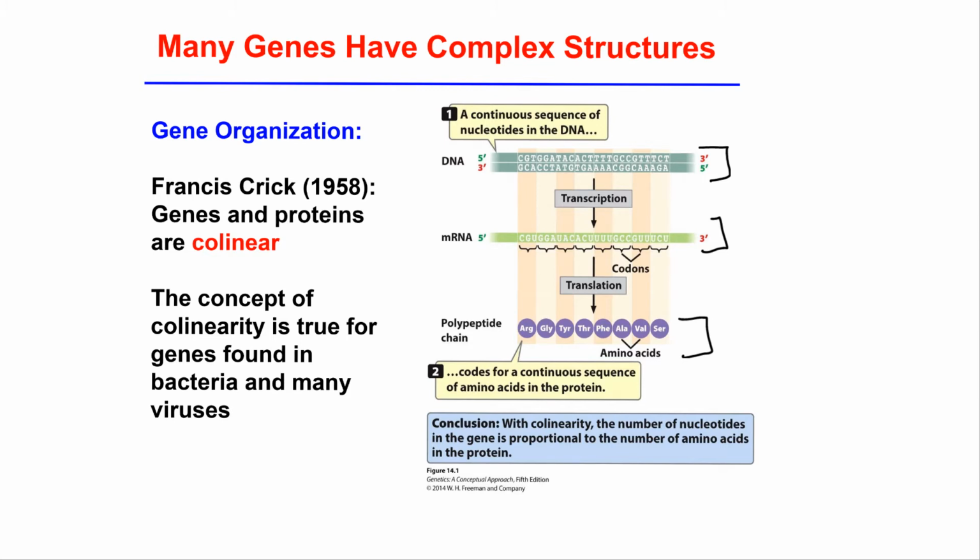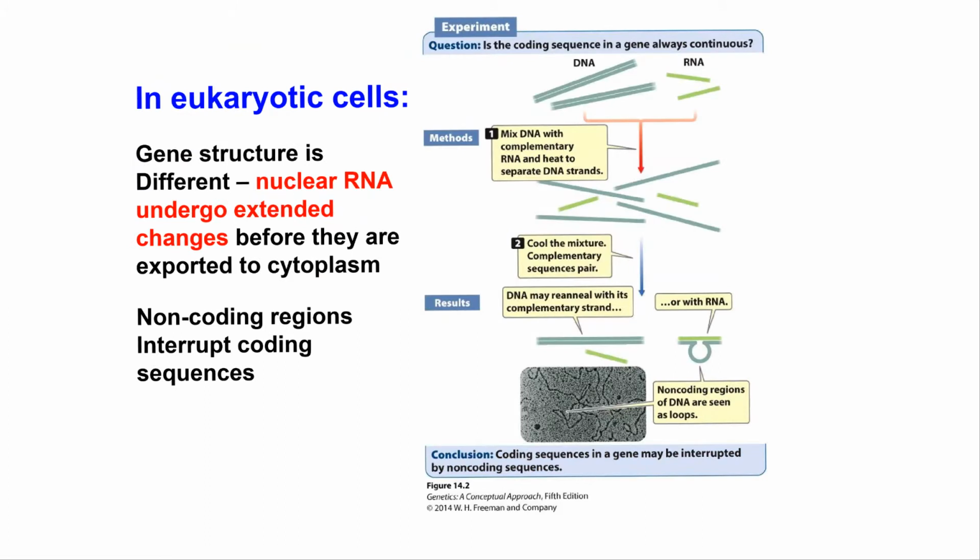However, the situation is much more complex and complicated in eukaryotes. So what about eukaryotic cells? In eukaryotic cells, gene structure is fundamentally different, and genes contain more DNA than what is required to encode proteins. In addition, early experimentation suggested that in the nucleus there are large, long RNAs which we do not see in the cytoplasm.